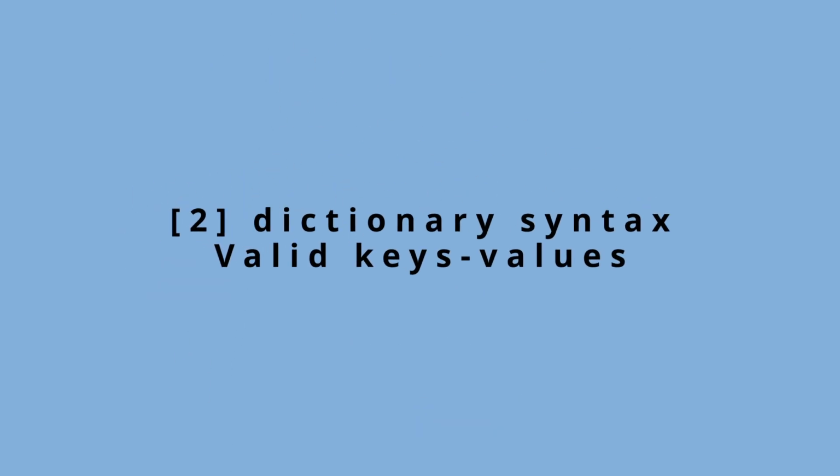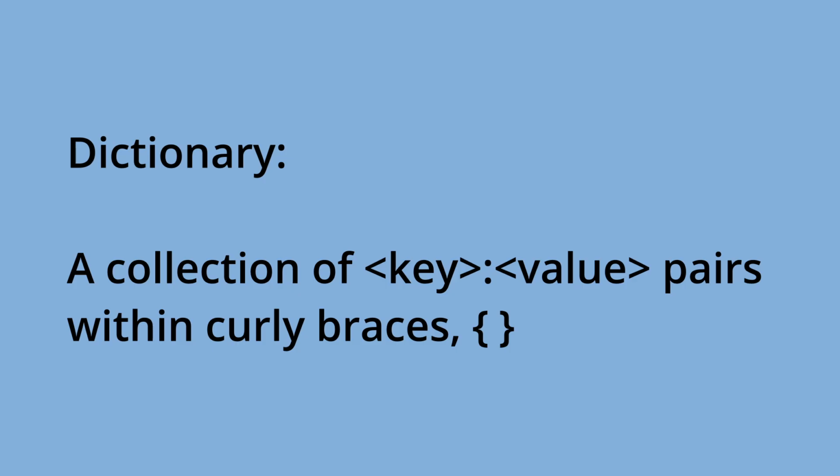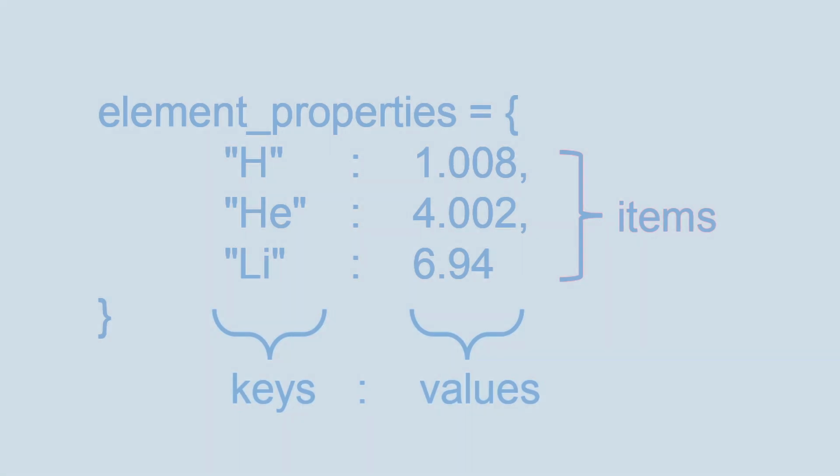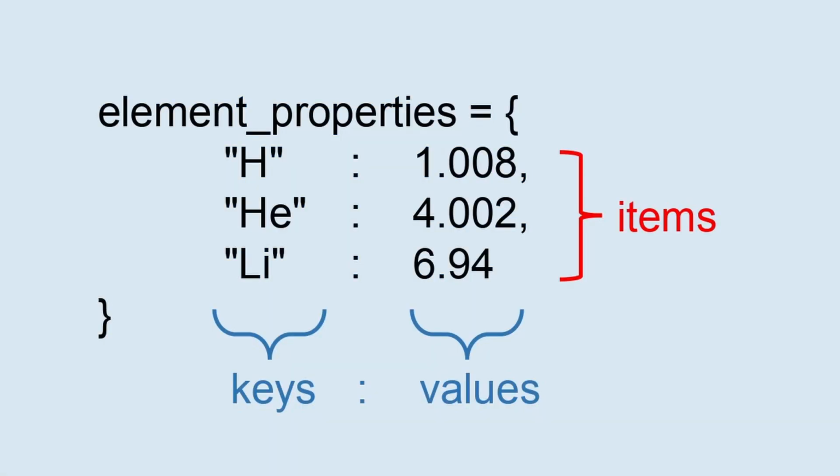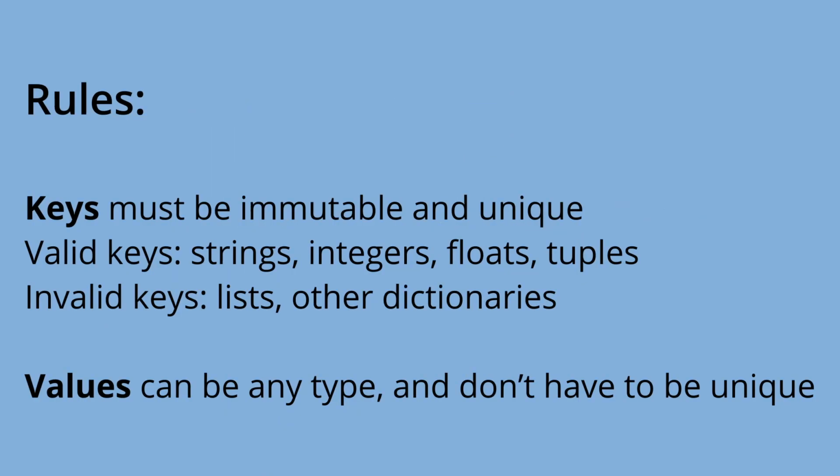Dictionary syntax and valid keys and values. A dictionary is a collection of key-to-value pairs inside curly braces. Here, H, He, Li are keys. 1.008, 4.002, and 6.94 are values. Rules you need to remember: keys must be immutable and unique. Valid keys: strings, integers, floats, tuples. Invalid keys: lists, other dictionaries. Values can be any type and don't have to be unique.